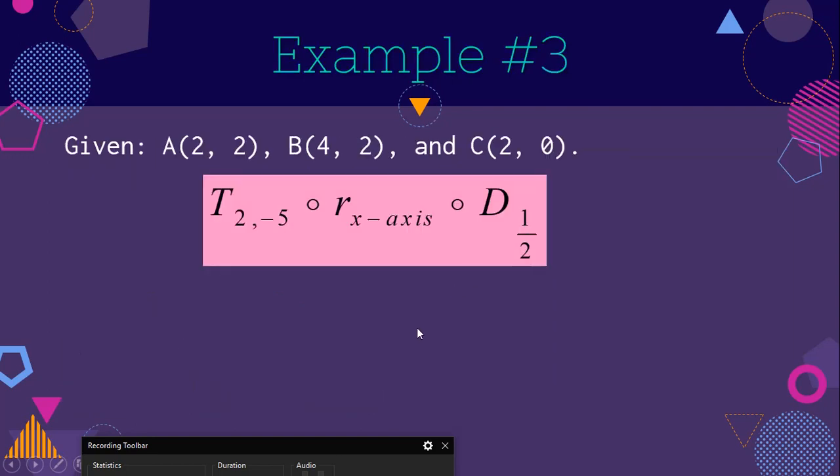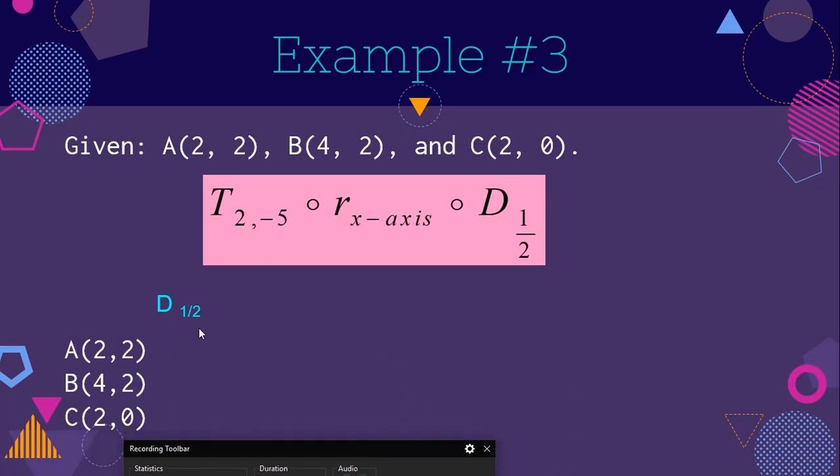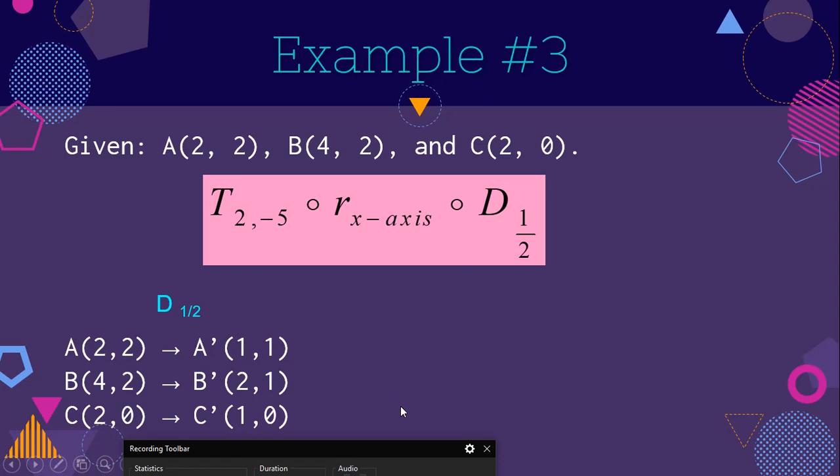In example 3, I do not have a grid. I tend to not use these. Again, if you know your rules well, you can just start with the 3 ordered pairs, so that's what I'm going to do. We're going to dilate by a scale factor of 1/2, then we'll reflect in the x, and then we will translate. So we're going to multiply 2 by 1/2, and then the y value of 2 by 1/2 as well. We'll do this for B to get B prime, and C to get C prime.